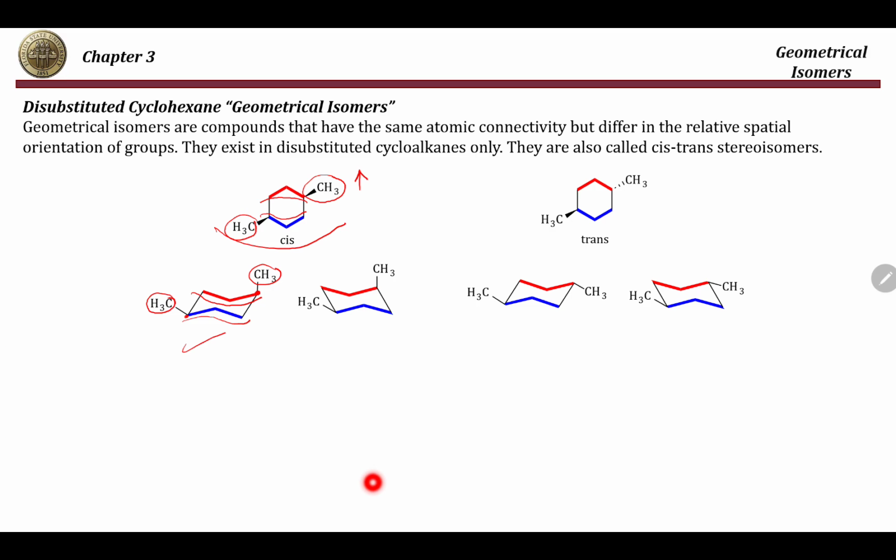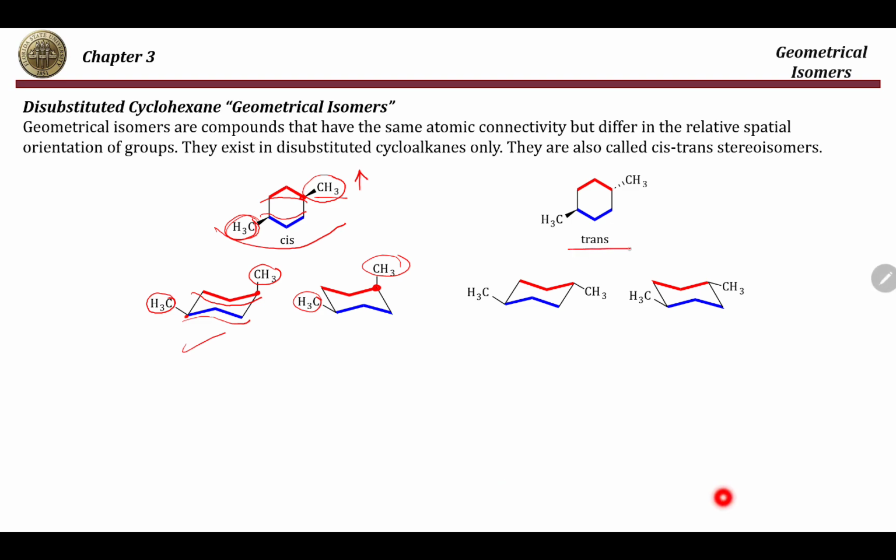You can also draw the other chair, so the flipped version of the chair. Again, this position here is this position. CH3 is up, so my CH3 is up. And this is how we draw the chair conformation.